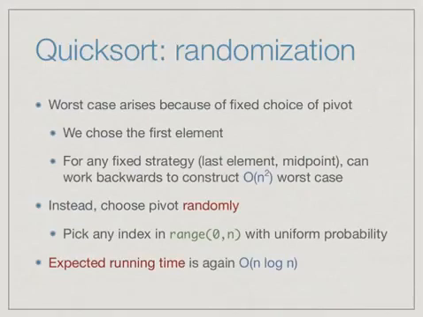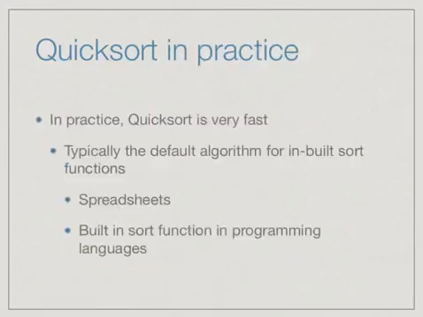However, if we change our strategy and say that each time we call Quicksort, we randomly choose a value within the range of elements and pick that as a pivot, then it turns out that we can beat this order n squared worst case and get an expected running time, again an average running time probabilistically, of order n log n. So because it is worst case order n squared, but on average order n log n, Quicksort is actually very fast.